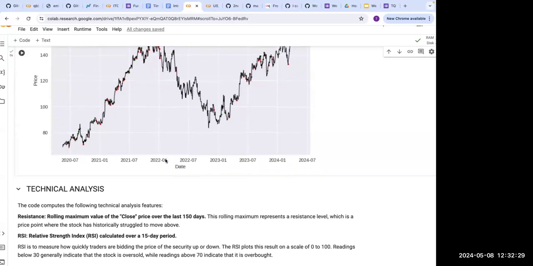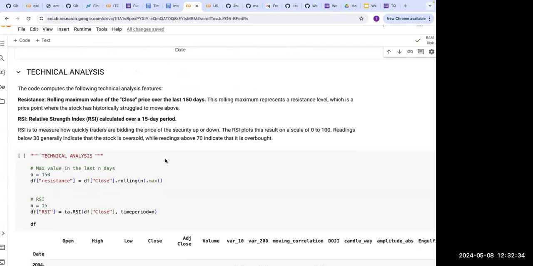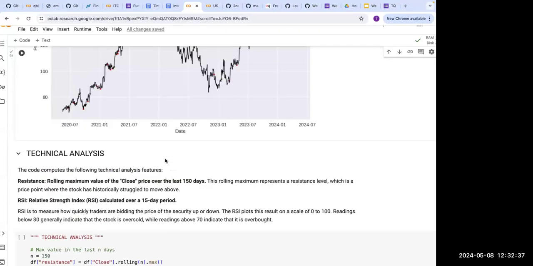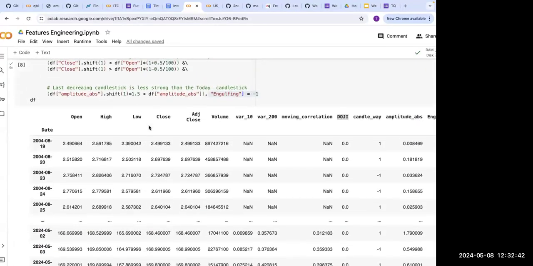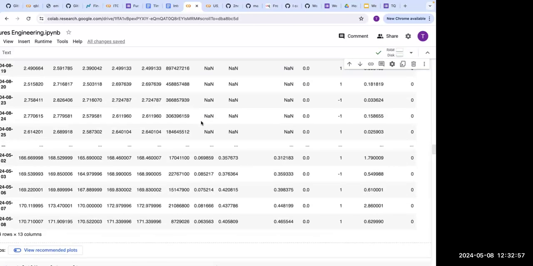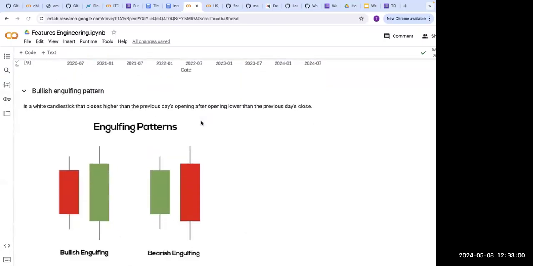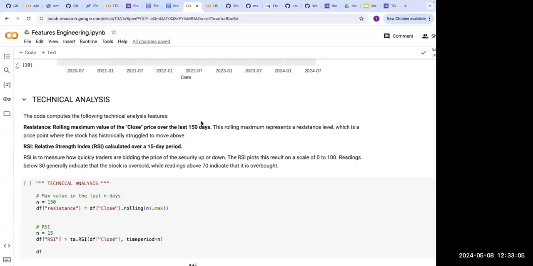Okay, so this was about those two patterns that we can build just as a feature. Now you can see in the data field we would have dojis and also all these added features that would help us in our analysis, right? So these are features building that we can do using stocks. Now let's go towards technical analysis more.